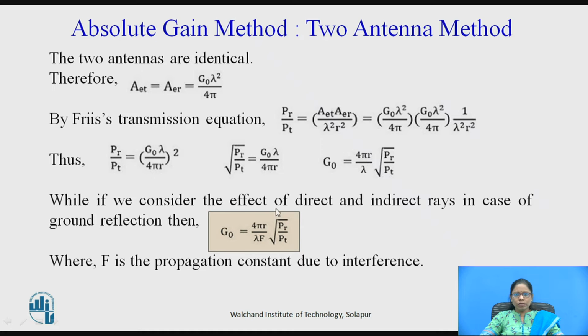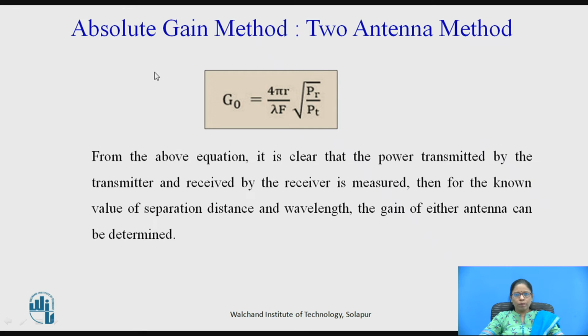Here in this equation we have not considered the effect of the direct and indirect rays and the ground reflections. If we consider that effect, a factor f needs to be added to the equation, and that f is called the propagation constant. So I get G naught as 4 pi r upon lambda f times square root of Pr upon Pt. Now, how we obtain the gain from this equation: by measuring the received power, knowing the transmitted power, knowing the distance between the transmitter and receiver, and knowing the factor f.